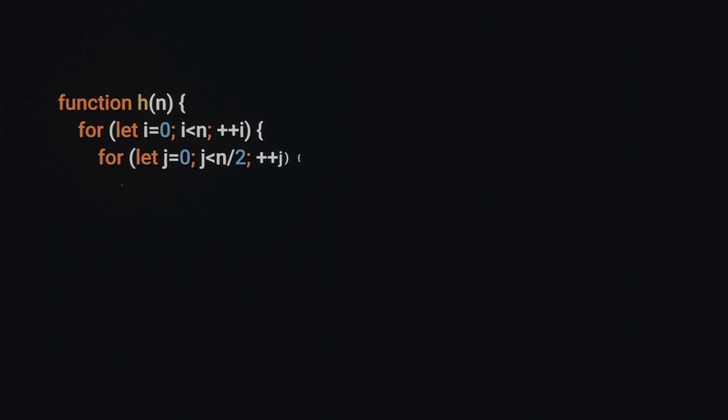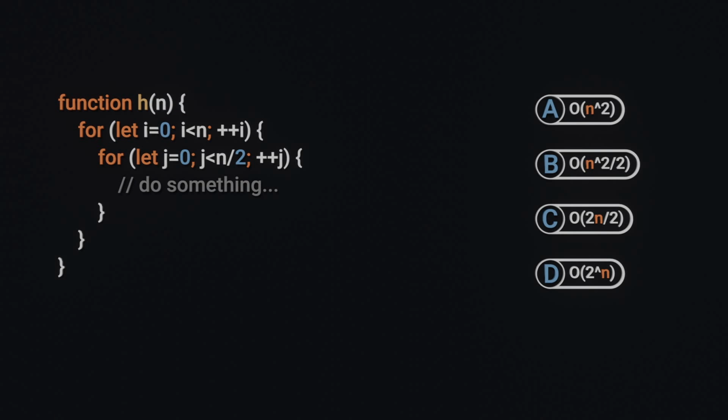What is the time complexity for this function? The inner loop will run through n divided by 2 iterations, and the outer loop will run through n iterations. This gives us a total of n squared divided by 2. Drop the constant to get the solution of O of n squared.